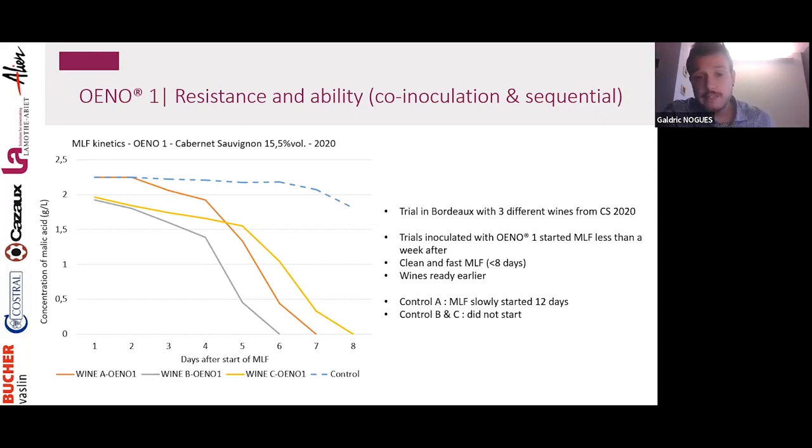Then for the control B and C that I didn't put on the graph, malolactic didn't even start after 15 days. So you see here the importance of having a quick inoculation and a quick start, because within these 15, 20 days, if nothing happens, your wine is not protected with SO2. So basically you can have an open door for spoilage with Brettanomyces and other spoilage yeast. So it is a risk you take if you keep this one unprotected and free of inoculated population.